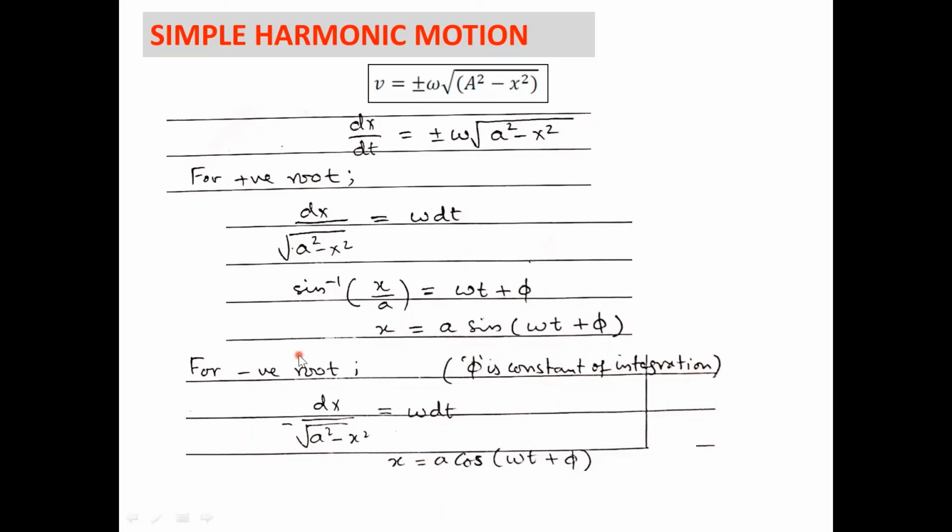Now if we solve the same equation again for the negative root, we get dx over under root of a square minus x square, with a minus sign, equals omega dt. By using the trigonometric identity, this is equal to cos inverse of x over a. So this is how we can write x equals a cos of omega t plus phi.